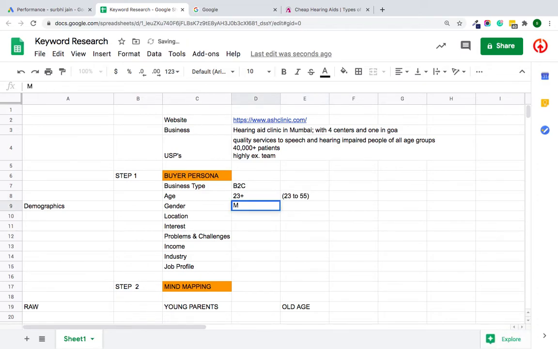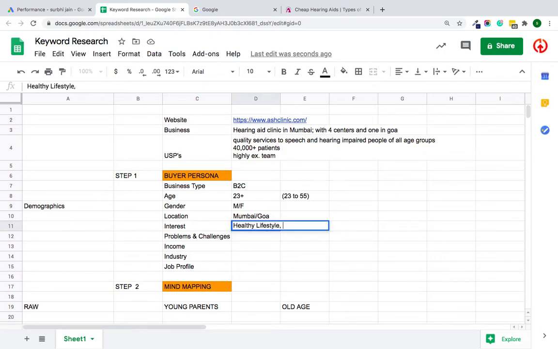Gender could be male or female. Anybody can come and get the service done. Location is Mumbai and Goa. We'll research just Mumbai as of now to keep it simple and straight, but since they have services in Mumbai and Goa, I am writing both. Now interest: who would be the people who would actually avail their service? Here, when we are talking about hearing aids, we are also talking about health and lifestyle. So maybe we can put interest here as people who have an interest in a healthy lifestyle.